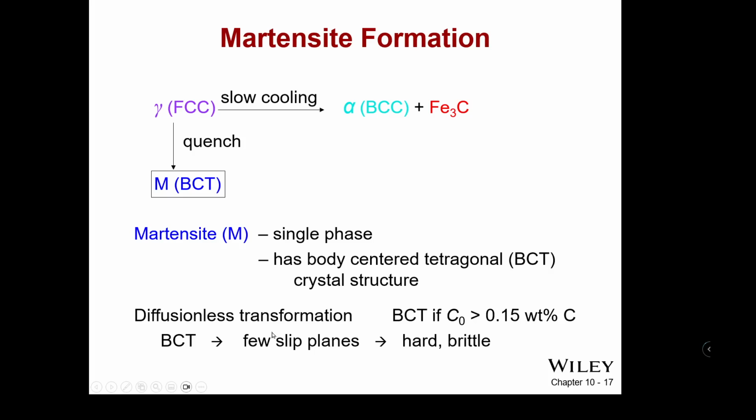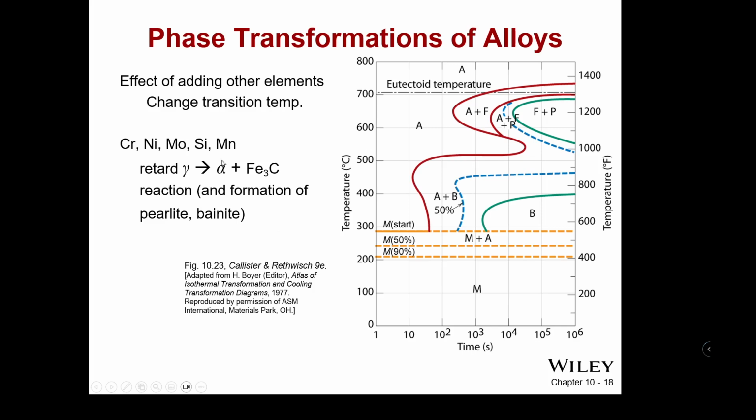There are very few slip planes in body-centered tetragonal. There's very few slip systems. That means it's very hard and very brittle. So when you quench something to form that martensite, you have a very hard material, but it's very brittle and easy to break. Tempering gets you back to a balance of materials, but keeps some of the advantages of martensite. So you have some martensite.